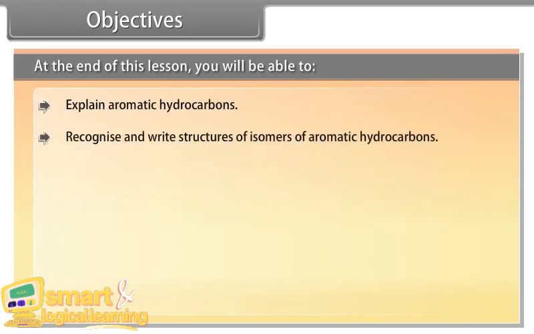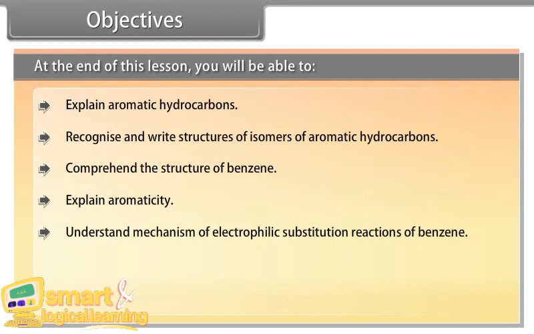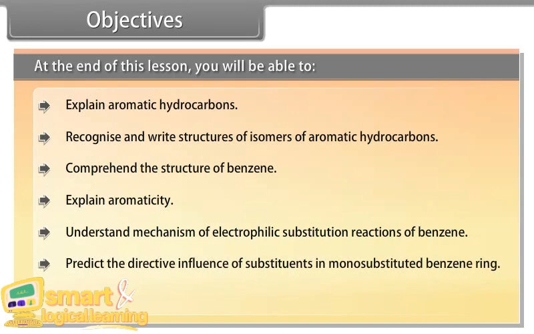At the end of this lesson, you will be able to explain aromatic hydrocarbons, recognize and write structures of isomers of aromatic hydrocarbons, comprehend the structure of benzene, explain aromaticity, understand the mechanism of electrophilic substitution reactions of benzene, predict the directive influence of substituents in a monosubstituted benzene ring, and learn about carcinogenicity and toxicity.